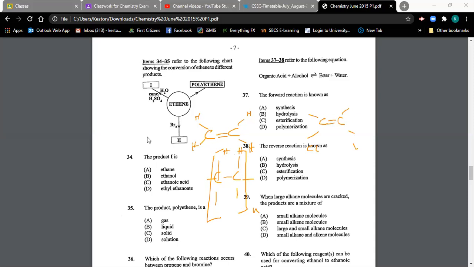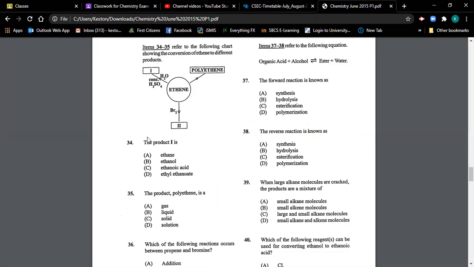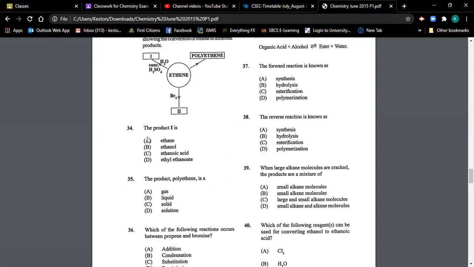Forks, spoons, plastic plates, all of that is polyethene that's responsible for making all those things. So those are solids.